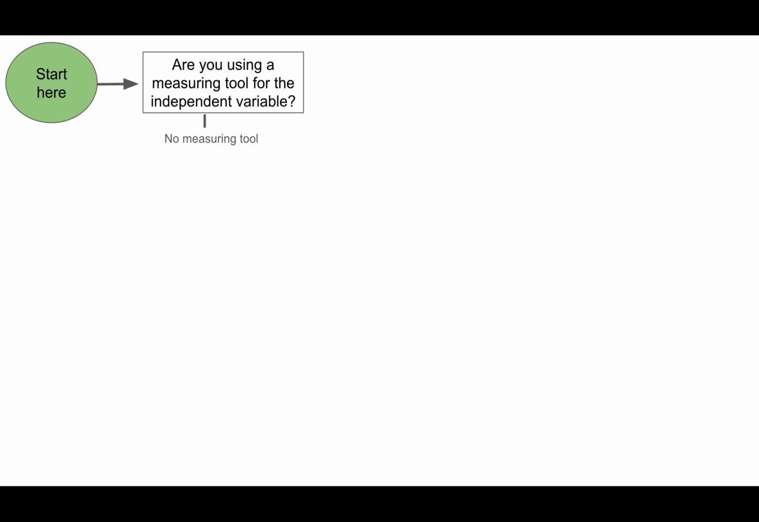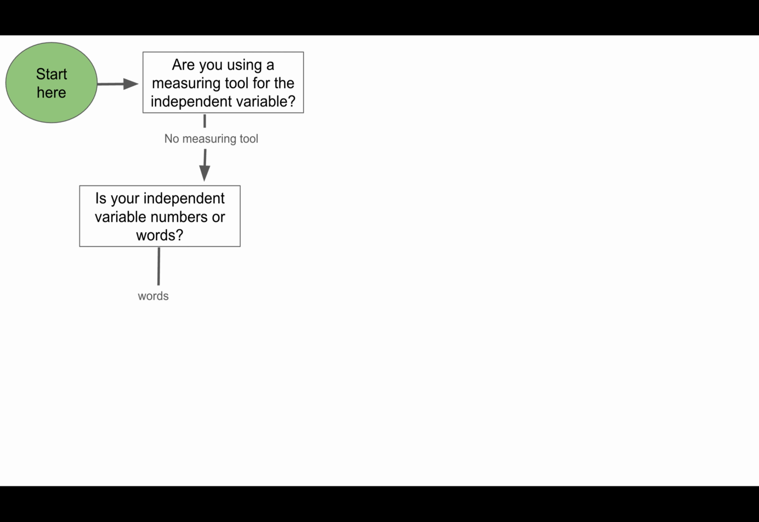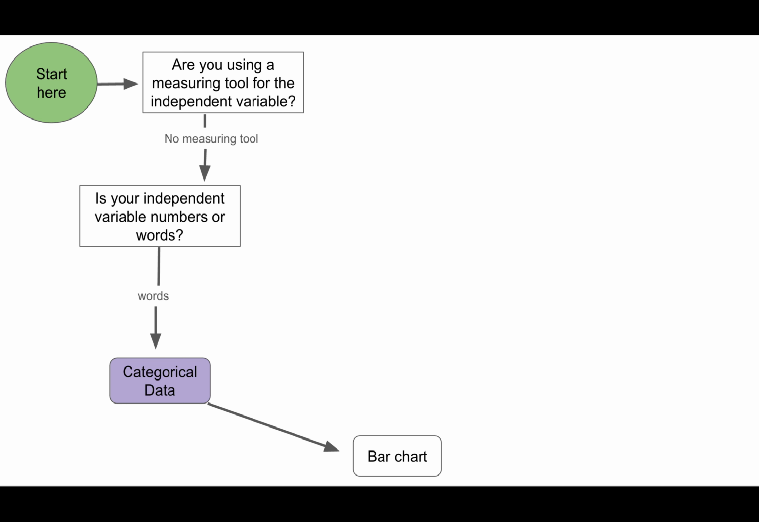If you're not having to use a measuring tool, then you have to ask yourself, is your independent variable numbers or words? Well, let's say it's words. So let's say that your data is you were asking people their favorite animal. That would be called categorical data, again, because it's words, and your only choice is to make a bar chart.